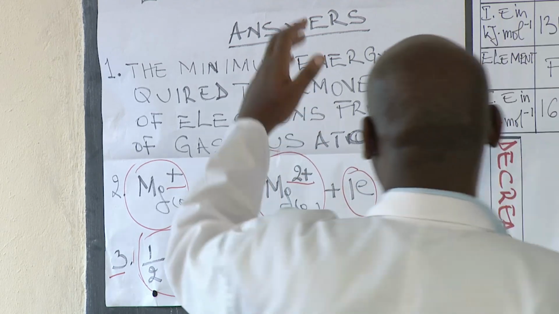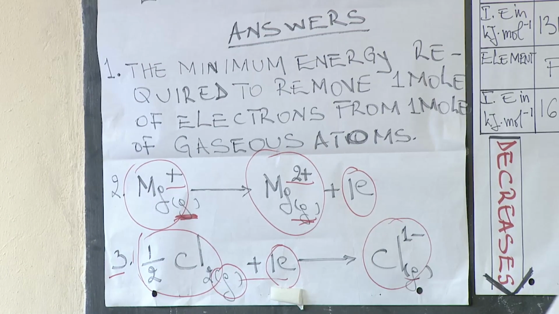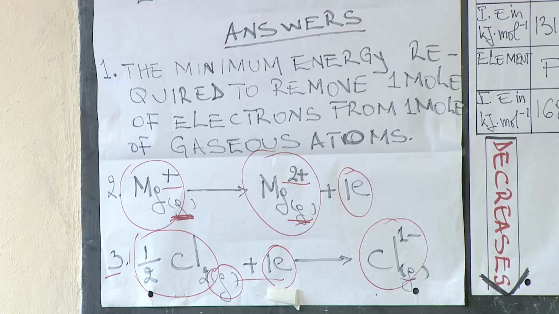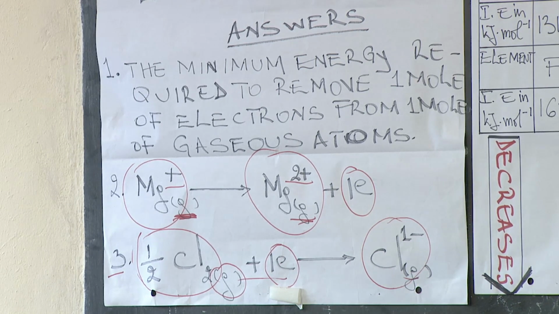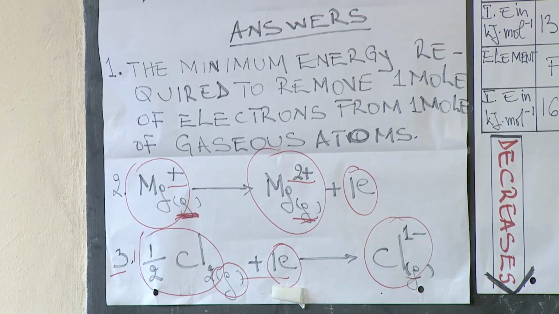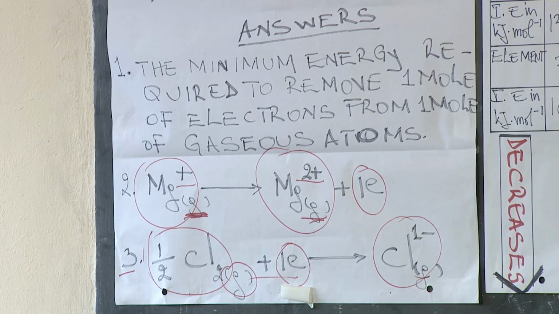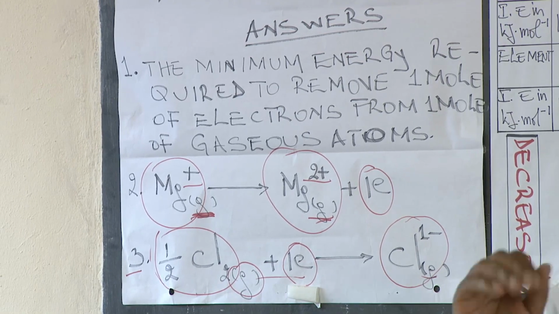Here it is said that ionization energy is the minimum energy required to remove electrons from atoms. And here is my question. Do you think that the energy required to remove an electron from all atoms in the periodic table will be the same?